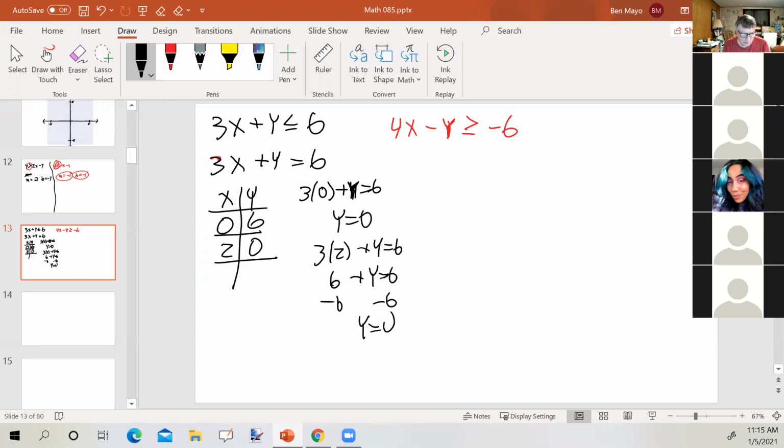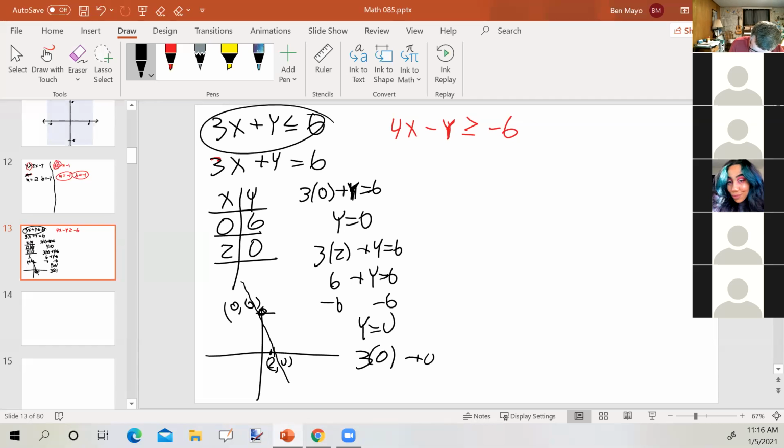So I've got 0, 6 and 2, 0. This is where things are going to get a little bit tricky, me going back and forth between different boards. If I were to do a rough sketch of that graph, I'd have a point at 0, 6 and at 2, 0, with a solid line going through those. What I'm trying to show you is that 0, 0 is not on that line. But if I put 0, 0 into the inequality, I get 3 times 0 plus 0 less than or equal to 6. Is 0 less than or equal to 6? Yes. So that means we're over there. Did you follow that? So I'm going to use the points 0, 6 and 2, 0, draw a solid line, and graph below it.